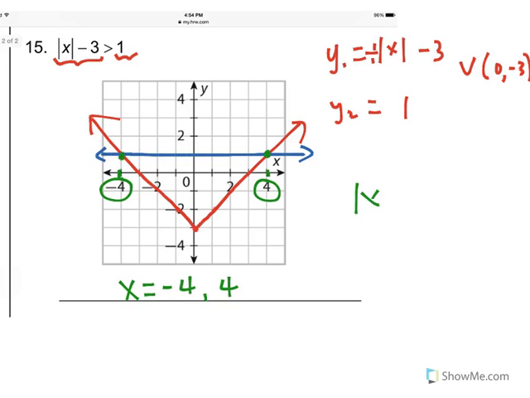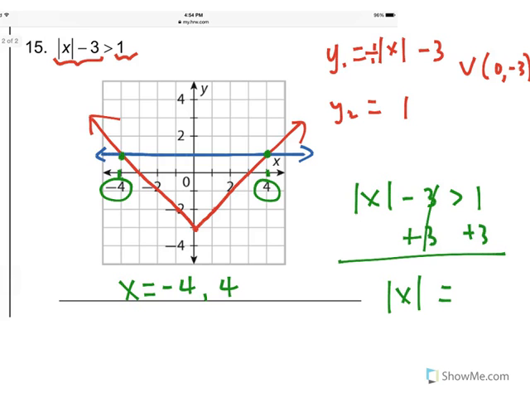Using algebra, again, we would just rewrite the equation, and we need to undo that 3 by adding 3 to both sides. So we have the absolute value of x is greater than 4. And so we need to rewrite this as two inequalities: x greater than 4 or x less than negative 4. So the two solutions are greater than 4 and less than negative 4, those are the two values.